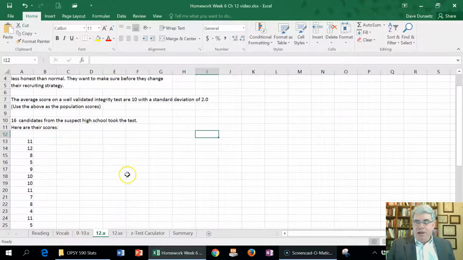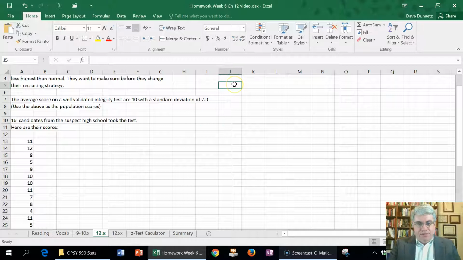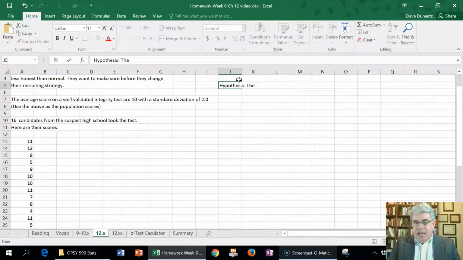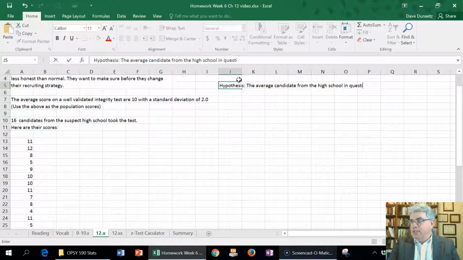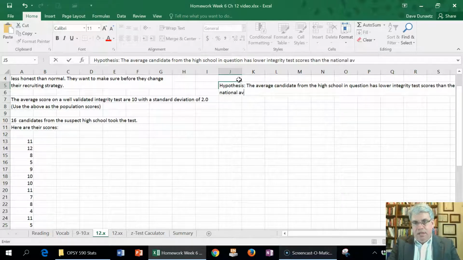And we want to test the hypothesis that the average employee from this high school is less honest, or specifically that they have a lower score on the integrity test than the national average. So our hypothesis, let's state it up here: the average candidate from the high school in question has lower integrity test scores than the national average.